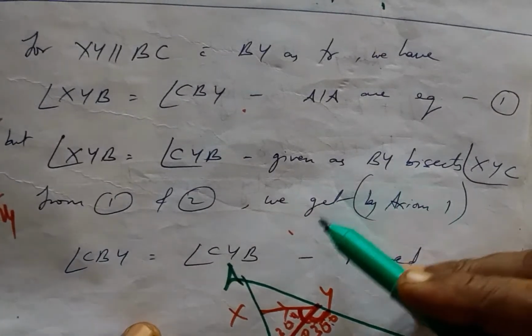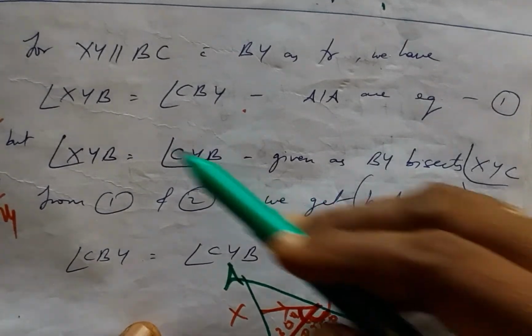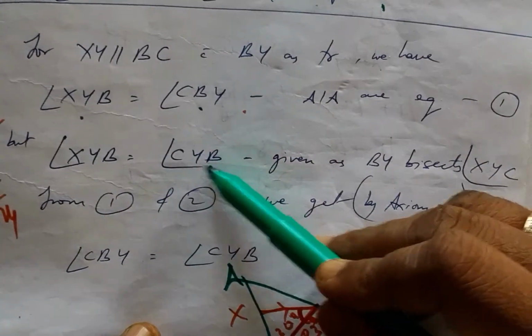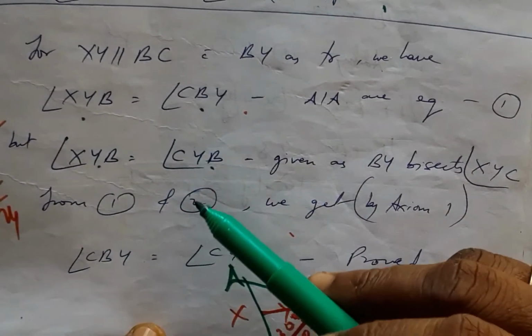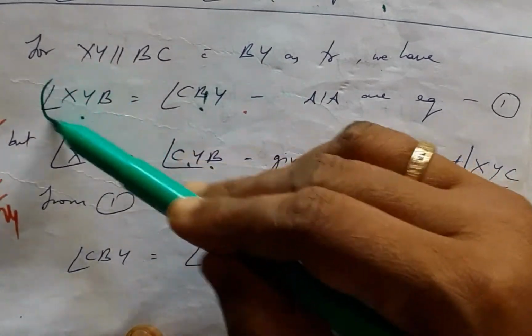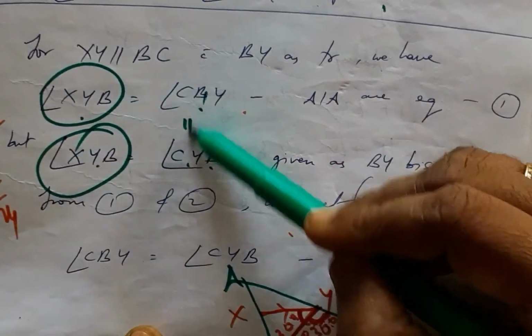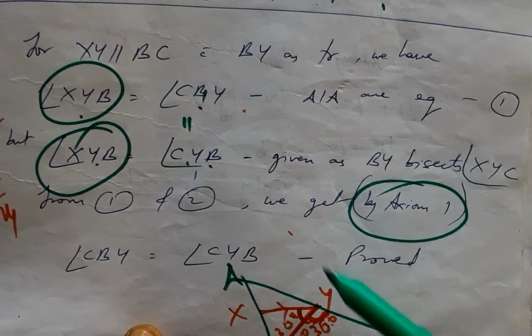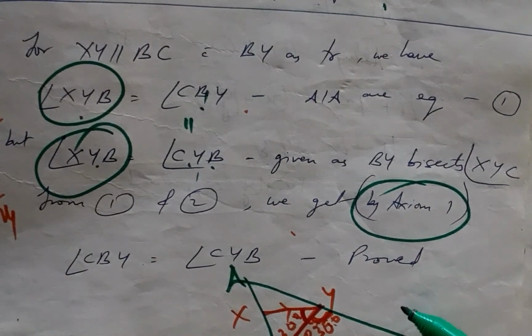And Euclid's axioms play a very critical role, as you have seen. This is equal to XYB and this is also equal to XYB, and things which are equal to the same thing are equal to one another. Therefore, these two are equal. We have to mention axiom 1 to prove this problem.